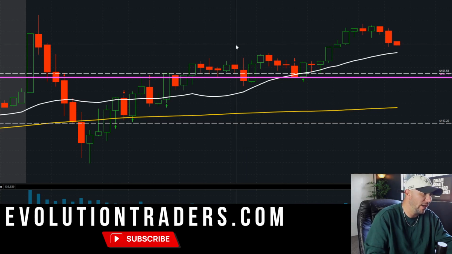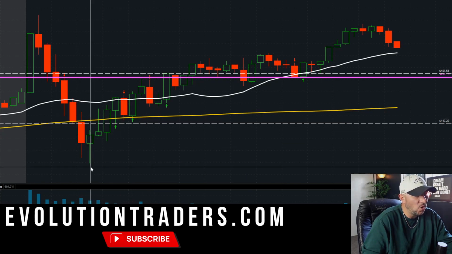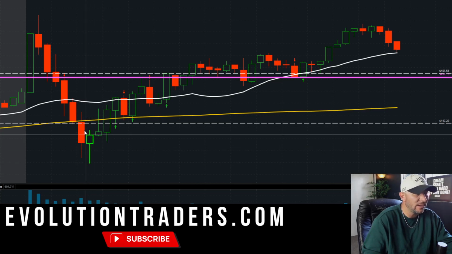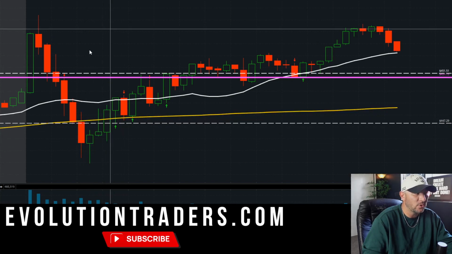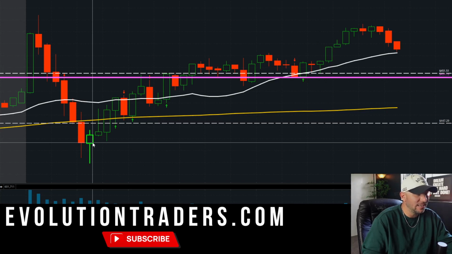The next level that I would be looking for here is once we put in this low, I'm looking at this candle. I love this candle here. This candle here is at an area of demand or an area of supply, depending on if we're long or short. This candle is going to make you a lot of money.